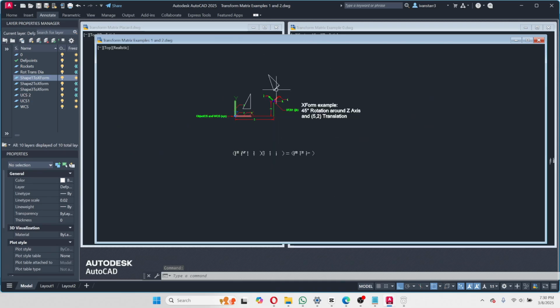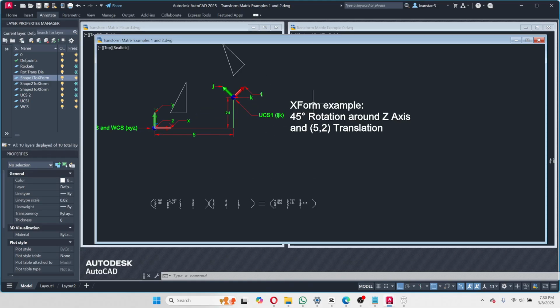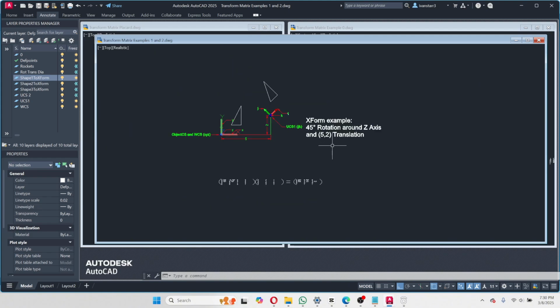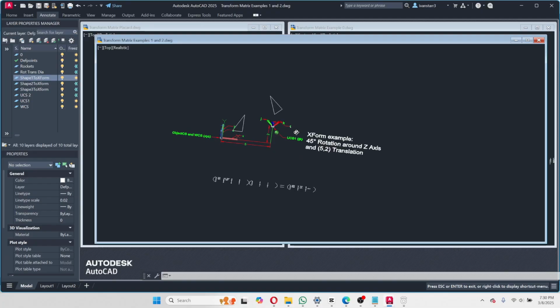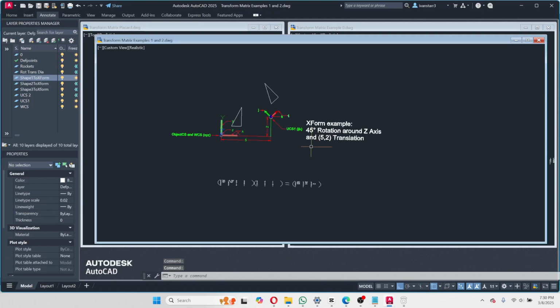So it has successfully mapped this example. It has a 45-degree rotation around the z-axis and a 5-2 translation. But just to show you that it'll work at any angle with any object here.